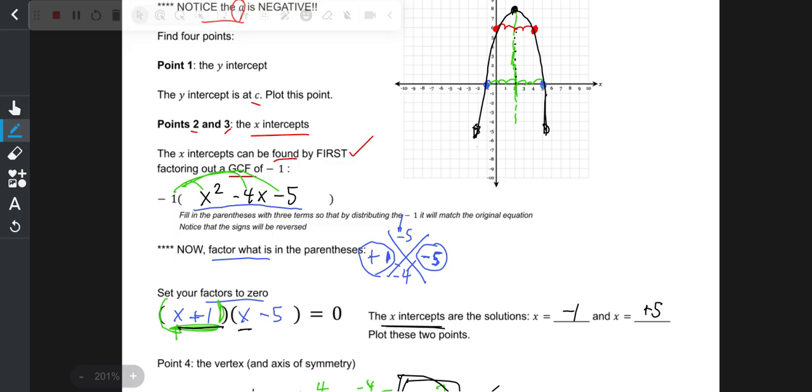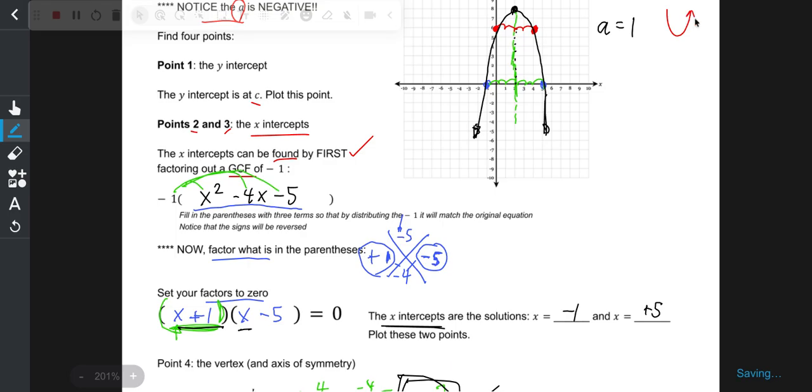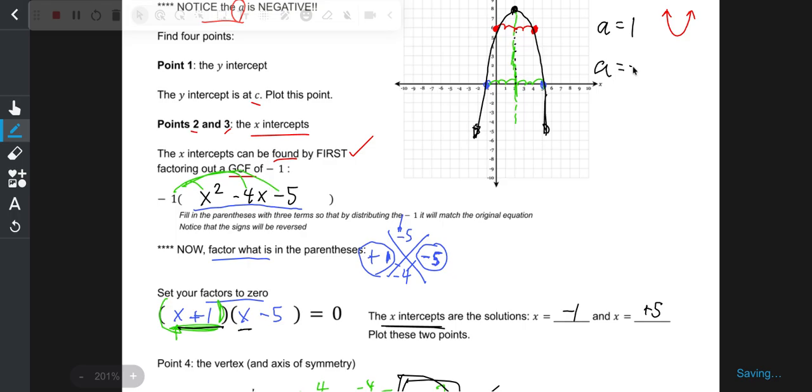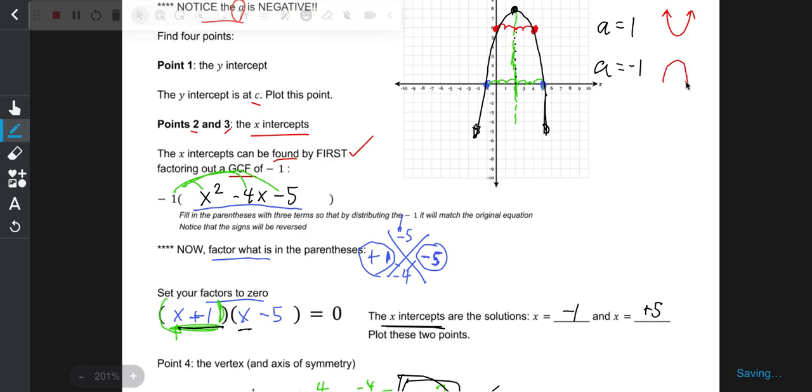So here's another little tip. When you graph a parabola where A is 1, the shape is going to be like this. The sides of the U will point up because A is positive 1. When A is negative 1, look for a shape where the arms of the parabola point down like this. Okay? When A is negative 1, the arms go down. When A is positive 1, the arms go up.